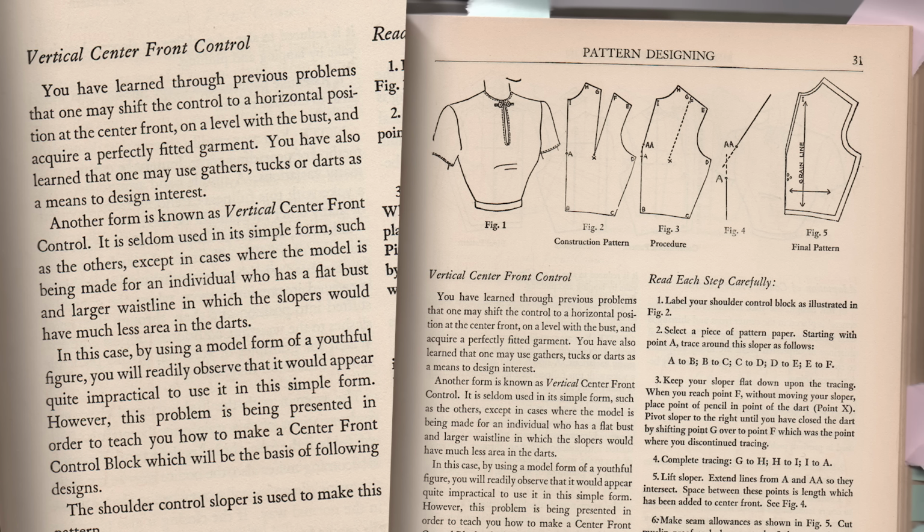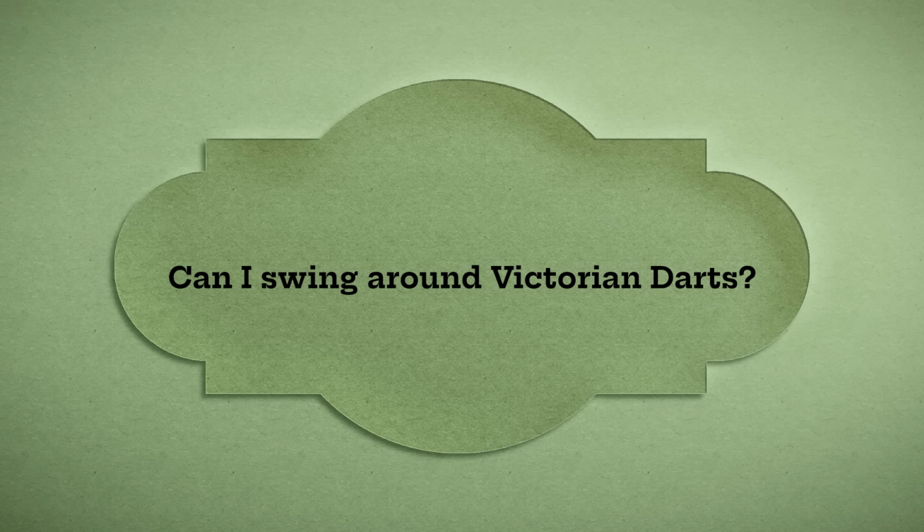I'm going to guess this works best for those with 30 degrees or less of dart fullness in their sloper. I have certainly never tried it and didn't even know it was a thing until researching for this video. Can I manipulate the darts on my Victorian bodice pattern the same way?